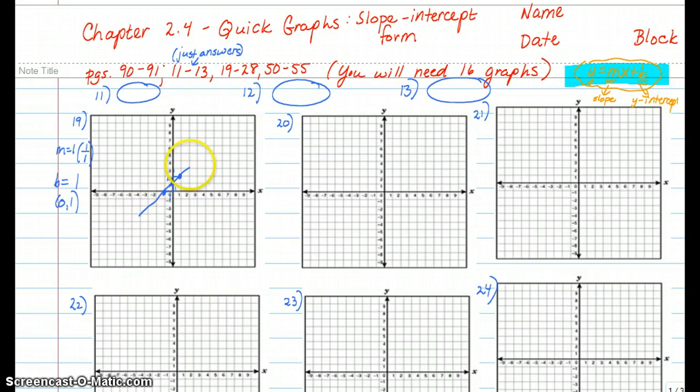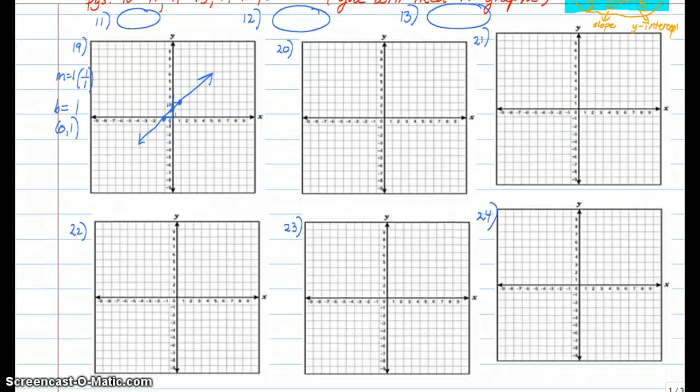You need to have 3 points when you do this. Connect the points with a line. And you can see, in fact, it is a positively sloping line with a slope of 1 and a y-intercept, or a b, of 1. All right, now 20, 21, 22 are all the same. 23, we get into slightly different.